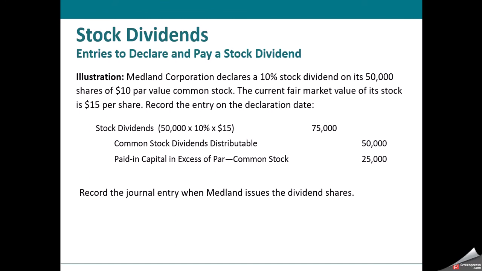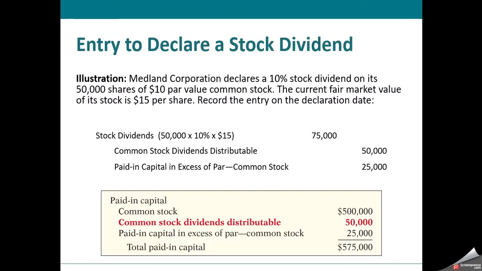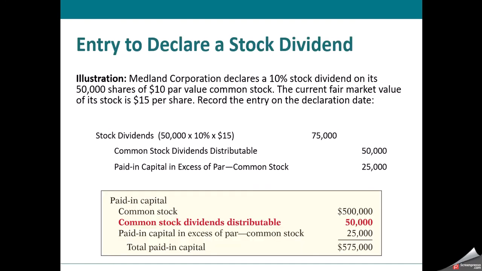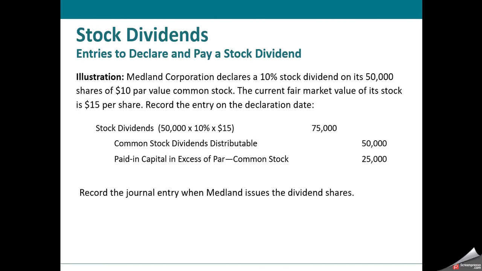Now here we have basically the same thing, right? It's just showing us when they pay it. So now when they pay that out, they're going to debit the common stock dividends distributable. And again, it's not going to credit cash. It's going to be in additional shares of stock. So the common stock.